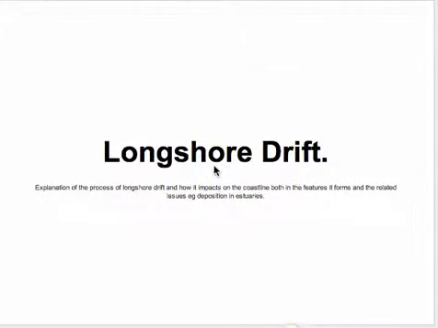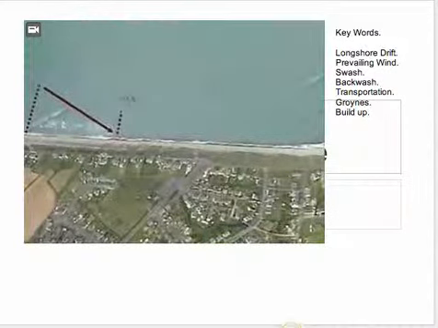Okay, so today we're going to have a look at longshore drift. This is how individual pieces of rock and sand move along the beach. We've already talked about prevailing winds. Just to remind you, a prevailing wind is the direction of the wind most of the time.